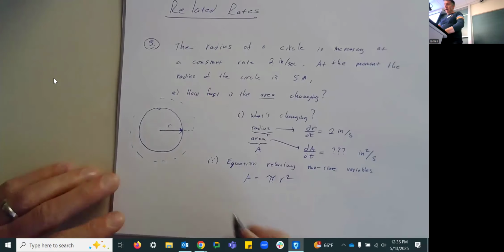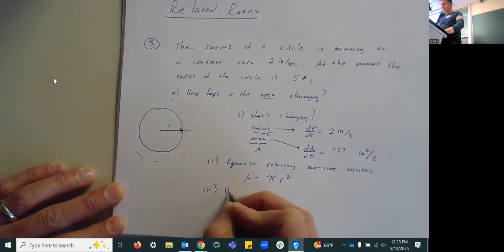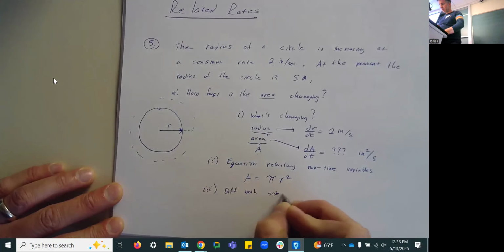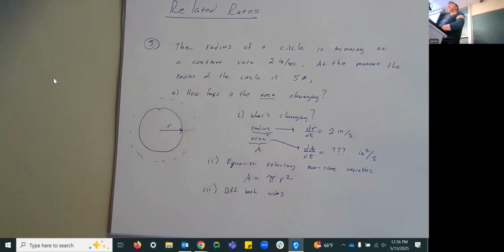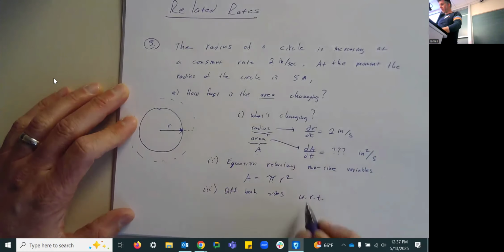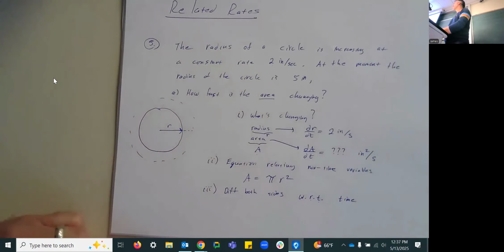And then after that, we're going to differentiate both sides. But we have to be careful here. We're differentiating, pretending like both sides are functions. Well, not pretending, realizing that both sides are functions of time. So with respect to time. Because they are both functions of time, right?